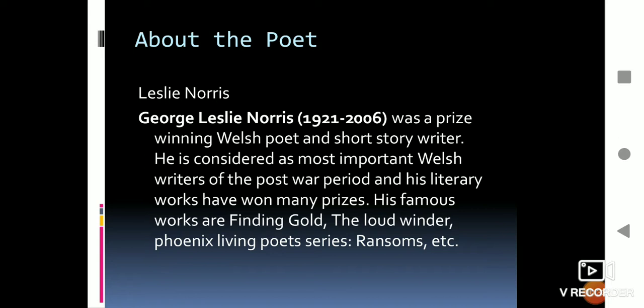Now, the poet is George Leslie Norris. He was born in 1921 and died in 2006. He was a prize-winning Welsh poet and a short story writer, and he is considered one of the most important Welsh writers of the post-war period, and his literary works have won many prizes. His famous works are Finding Gold, The Loud Window, Phoenix Living Poet series, Ransoms, etc.